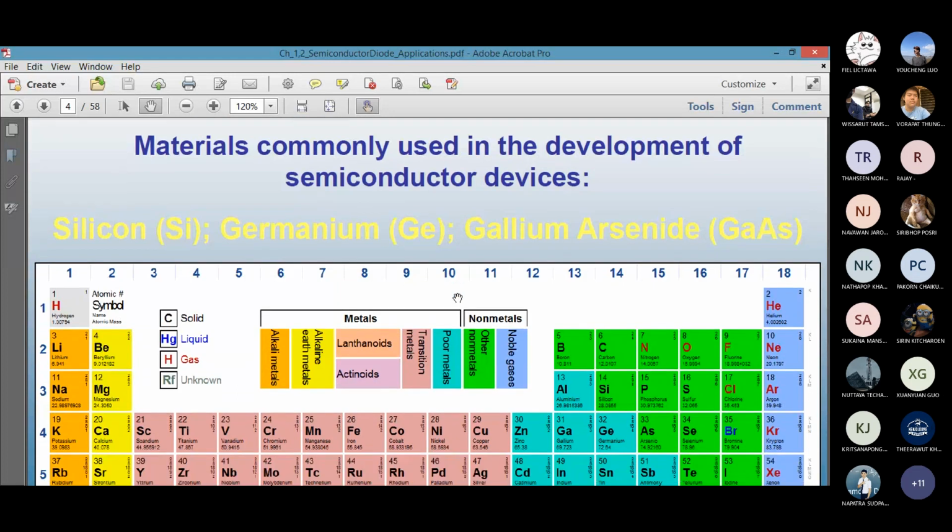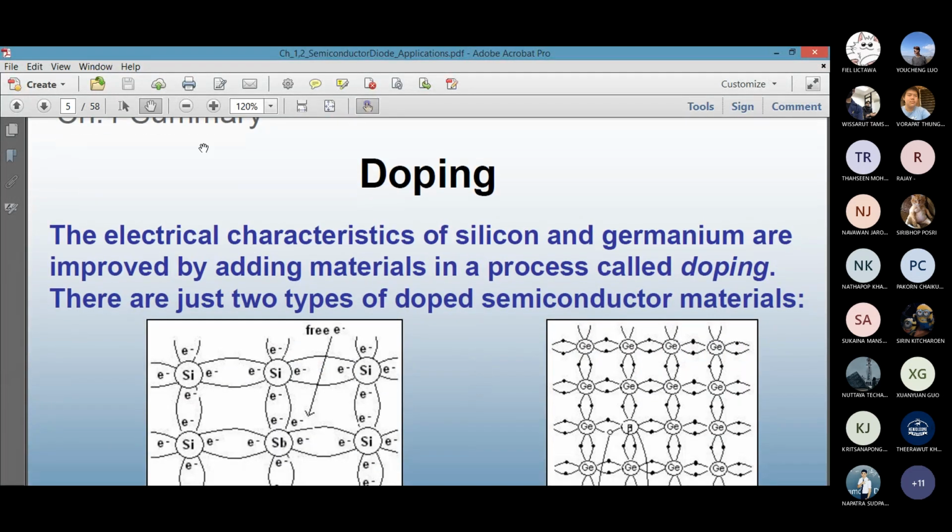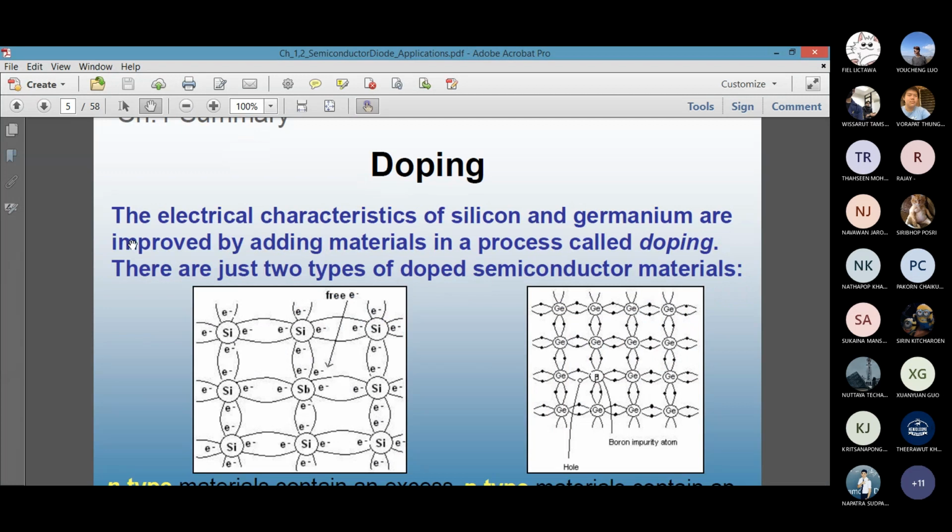This is the periodic table of elements. Here it is shown silicon, germanium. You can also find arsenic, gallium, etc. So doping means taking a semiconductor material and adding impurities. If you add foreign material, it is called impurity. By doping, you can create p-type or n-type.